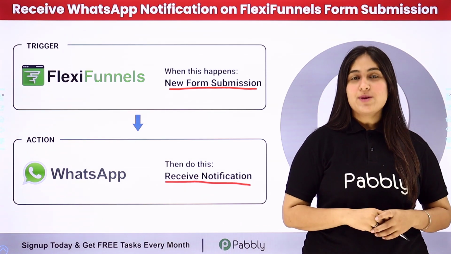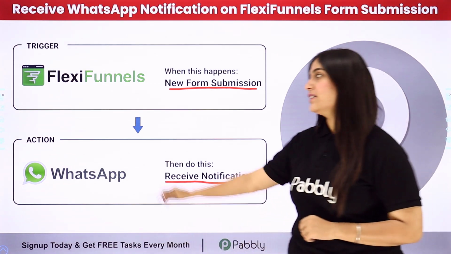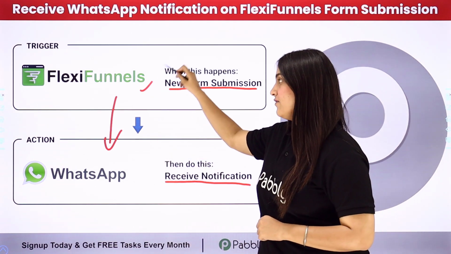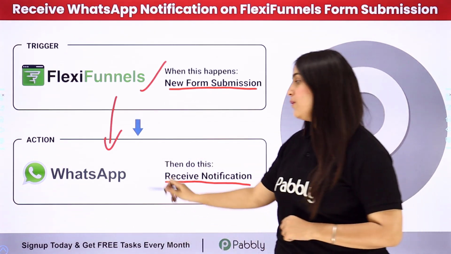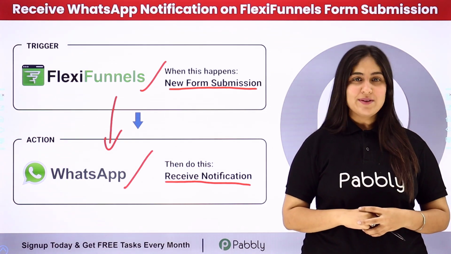So to automate this process, we will use an automation software named as Pabbly Connect, in which we need to connect a trigger and an action. So in this process, our trigger application will be FlexiFunnels and our action application will be WhatsApp Cloud API. So to learn this process step by step, let me take you to my screen.